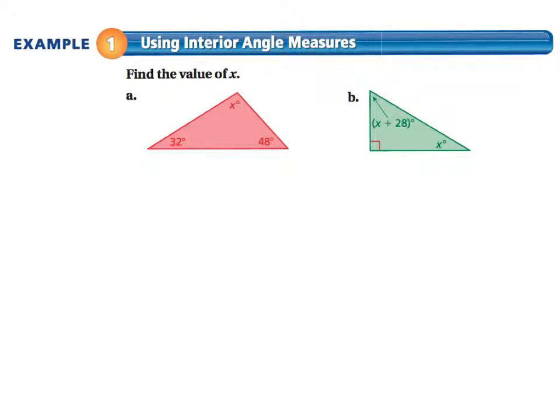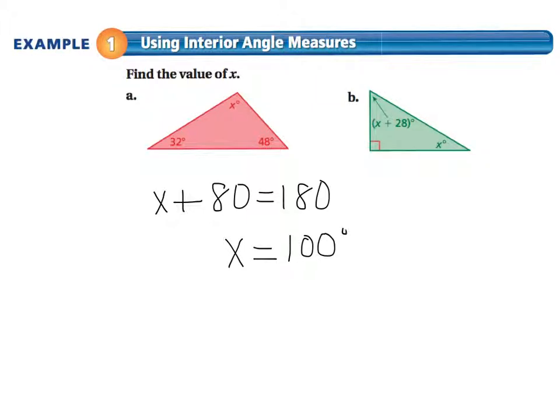So we're going to start off easy. Find the value of X. Here is a red triangle. Now we know that all three of these add up to 180 degrees. So we could write the equation X plus 80 equals 180 degrees. If I asked you the reason, you'd say the interior angle theorem, or you could just say the sum of the interior angle measures of a triangle is 180 degrees. By subtraction property, I subtract 80 on both sides. Therefore, X is going to be 100, which means the angle measure is 100 degrees.